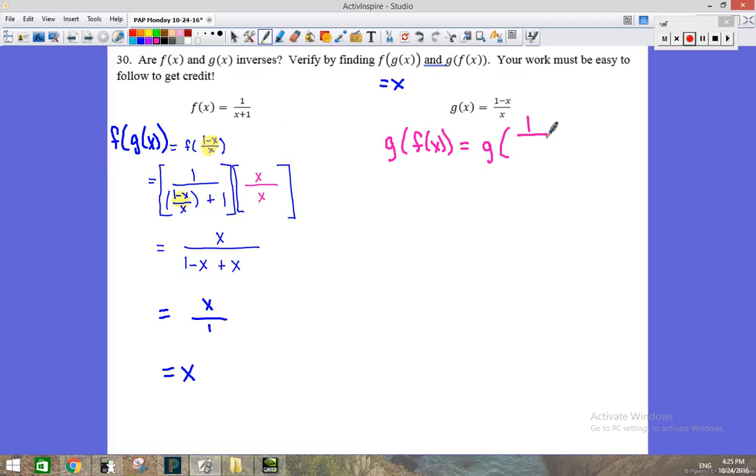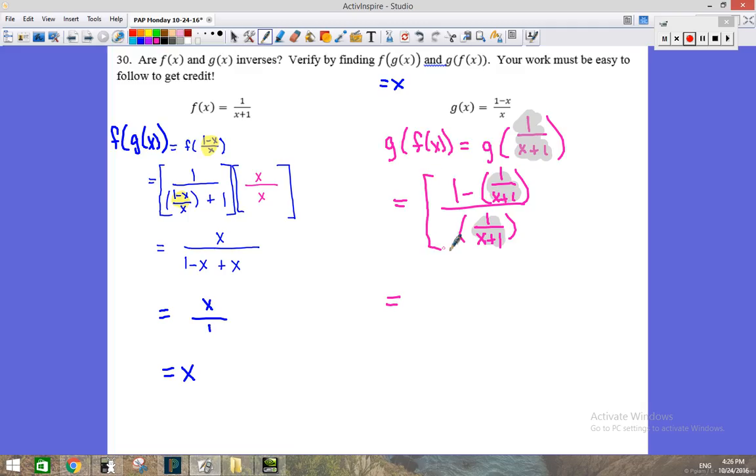F is this 1 over x plus 1. So what does g always do to the input? Well, g always creates a fraction where the numerator is 1 minus the input, no matter what that input is, and the denominator is always the input. So I can see over here that my input, 1 over 1 plus x, is going to go here where there was an x, and also down here. So I have this 1 over x plus 1, and I have 1 over x plus 1. So again, this is a complex fraction, a fraction within a fraction.